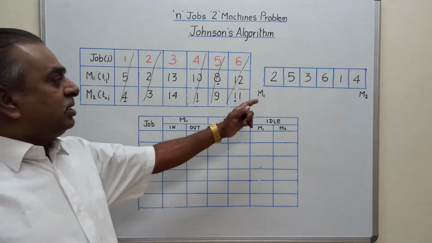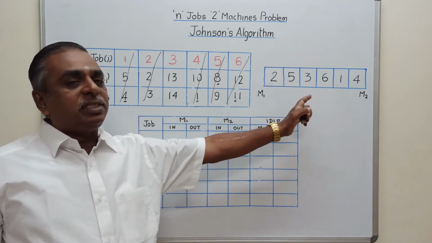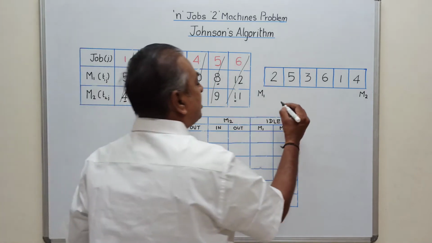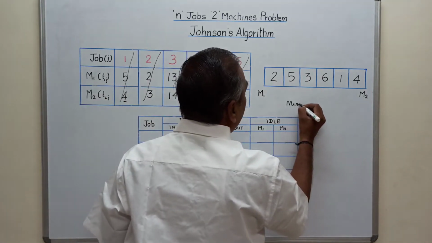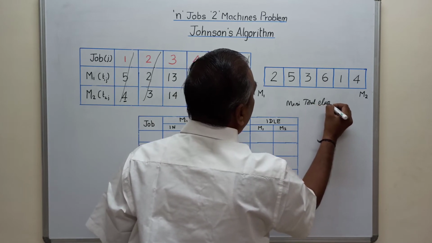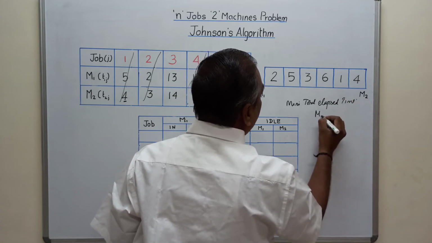So this is Johnson's algorithm. Johnson's algorithm gives this sequence that will minimize the total elapsed time, that means minimizing the total elapsed time or makespan.